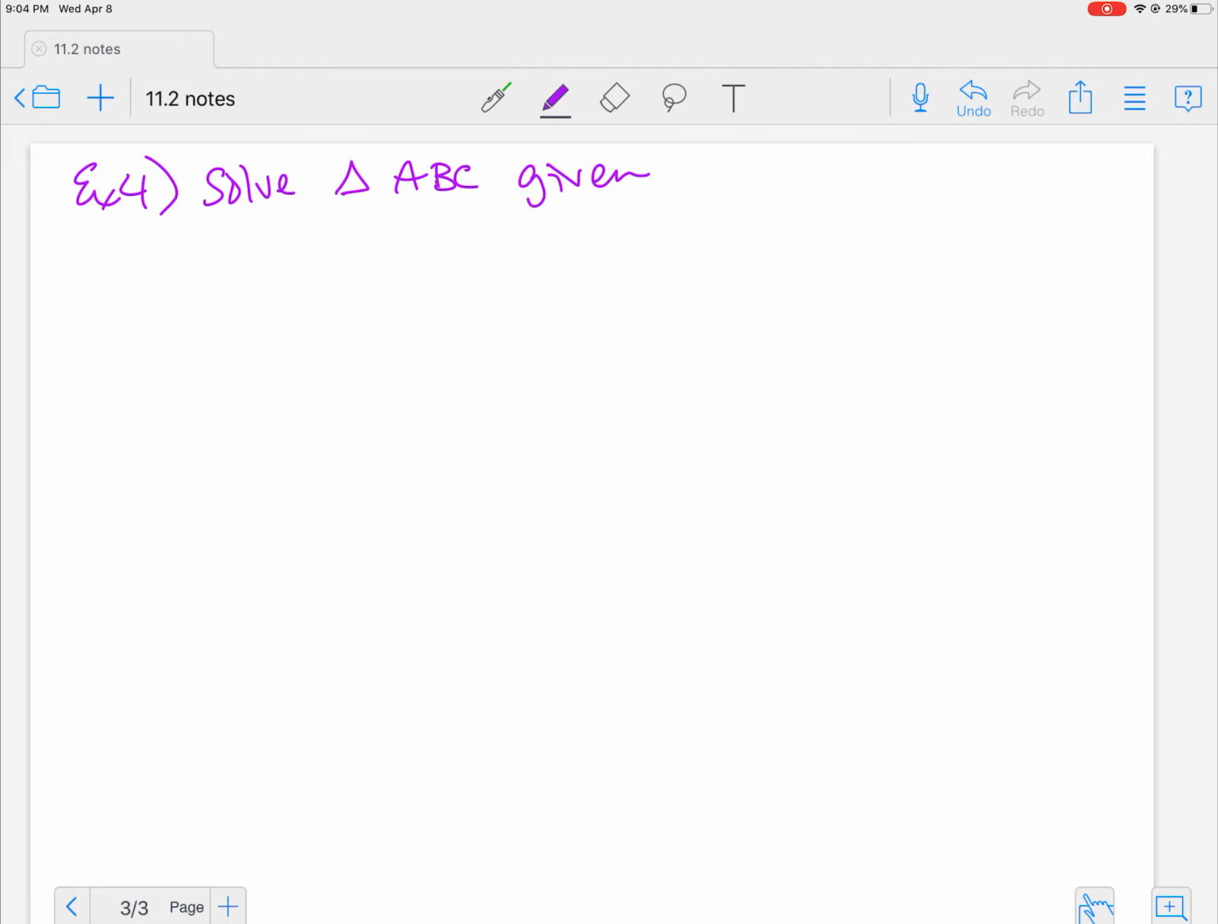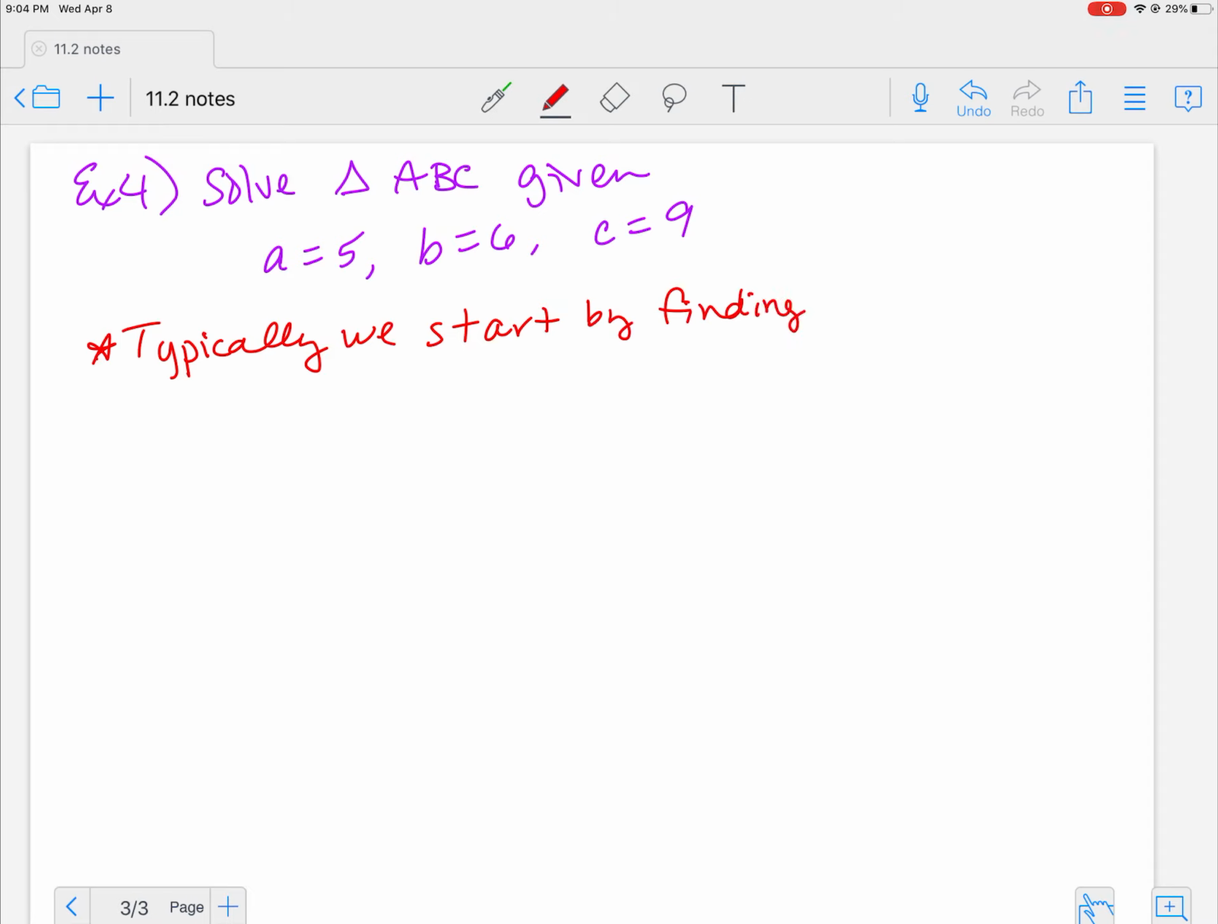All right, let's do this one. Example 4 says, solve triangle ABC given only sides. A is 5, B is 6, and C is 9. So this is the first time that we start here with only sides. Now here's my tip for you. Typically, we start by finding the largest angle.